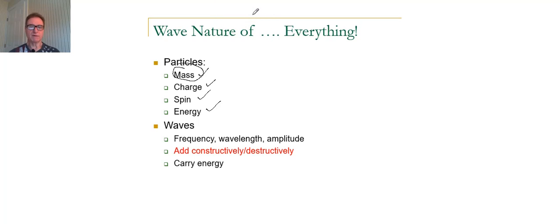A wave, on the other hand, has different types of characteristics. A wave has things like frequency, wavelength, and amplitude. And we've all encountered waves before. When we think of waves, we think of sound waves or waves in water, things like that. So waves are quite a bit different than particles.